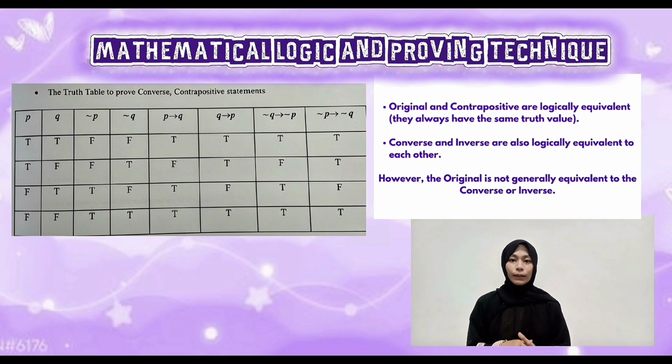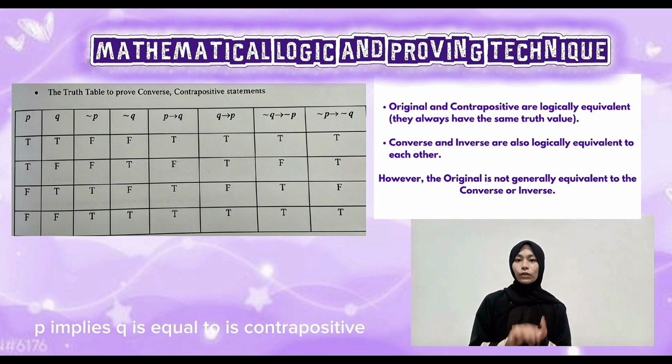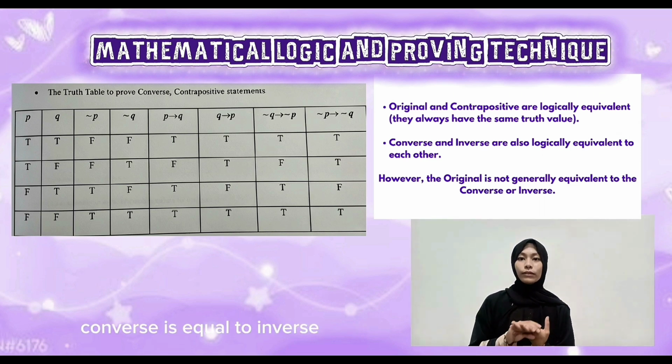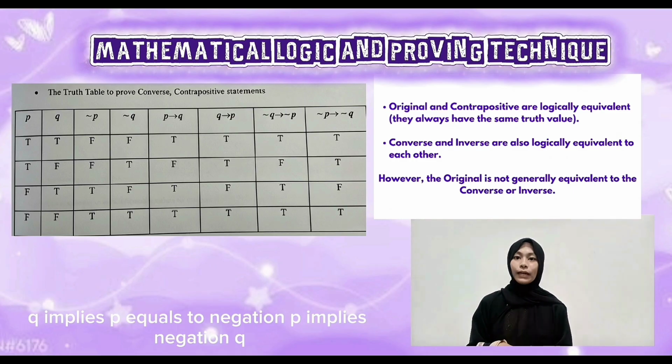Important rule: P implies Q is equal to its contrapositive, negation Q implies negation P. The converse is equal to the inverse: Q implies P equals negation P implies negation Q.